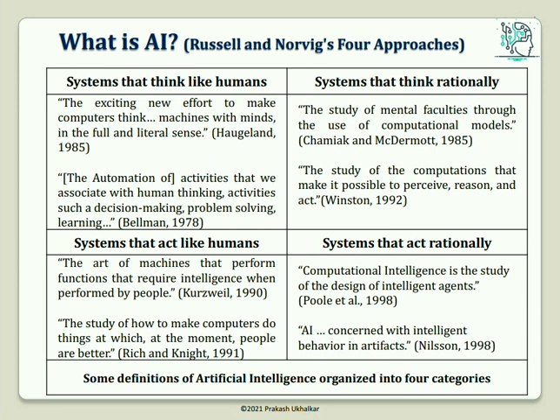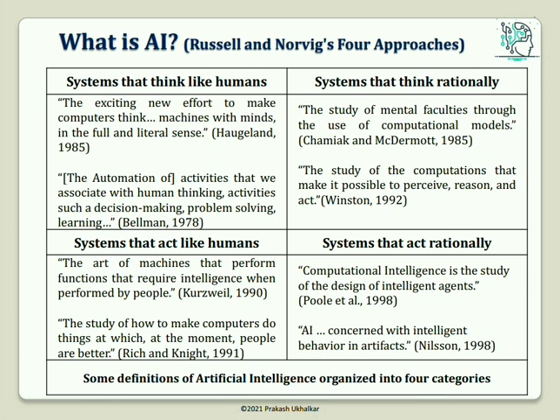These definitions vary along two main dimensions. Roughly, the ones on the top are concerned with thought processes and reasoning, whereas the ones on the bottom address behavior. The definitions on the left measure success in terms of fidelity to human performance, whereas the ones on the right measure against an ideal concept of intelligence, which we will call rationality. A system is rational if it does the right thing given what it knows.